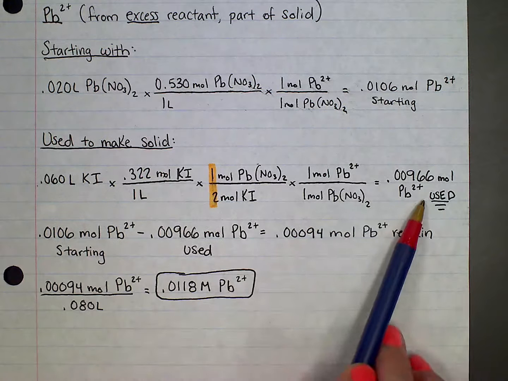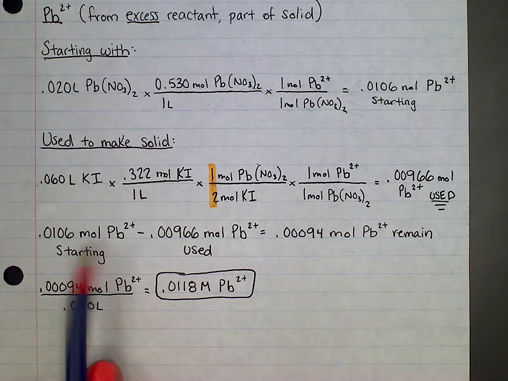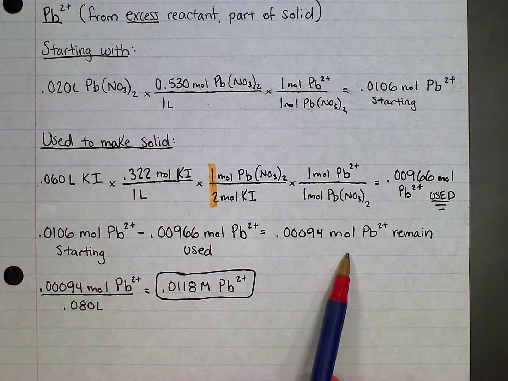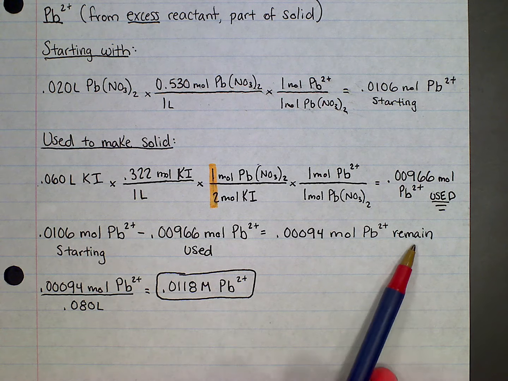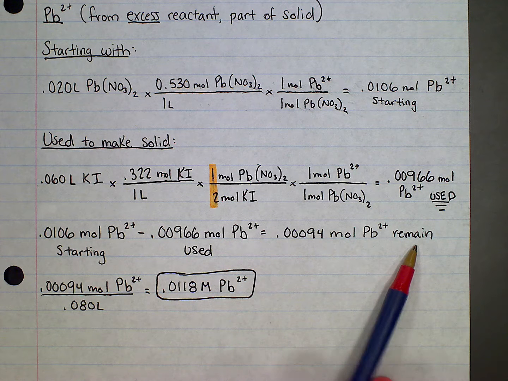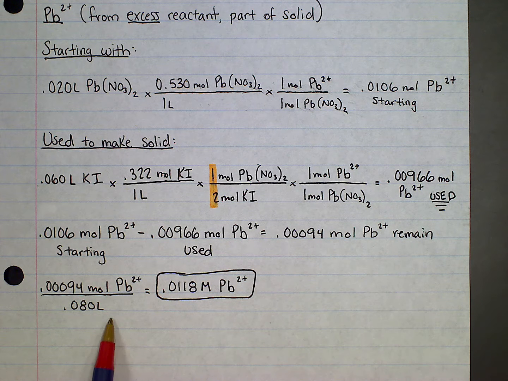Now the only thing left to do is subtract the starting and the use to figure out what's left. Okay, so we do that subtraction. That tells us that we're going to have this much lead floating around in solution after the reaction occurs. And then we take those moles, divide it by the new total volume of the solutions added together, and that gets the concentration of the lead.